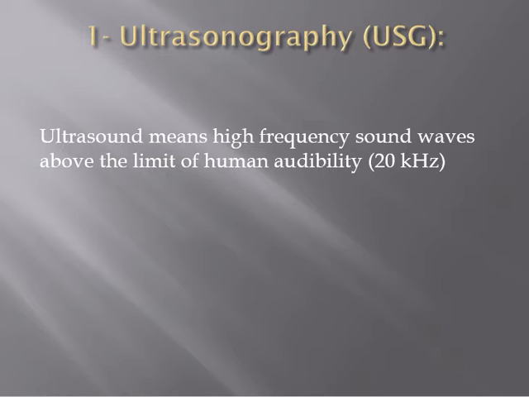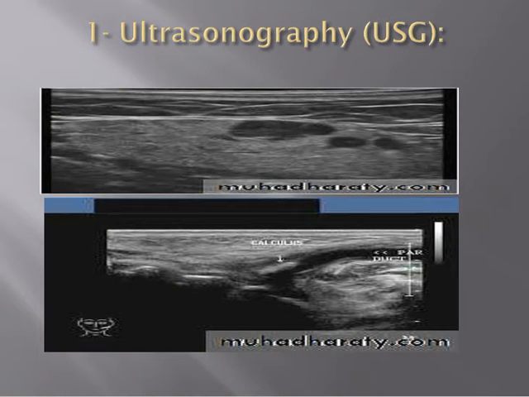Ultrasound. Ultrasound means high frequency sound waves above the limit of human audibility. Procedure of ultrasound: a transducer probe converts electrical energy into high frequency sound waves, which pass into the tissue of different density. The echoes of ultrasound are reflected back to the scanning transducer, where they are converted into electrical energy, which is displayed on a monitor as an image.